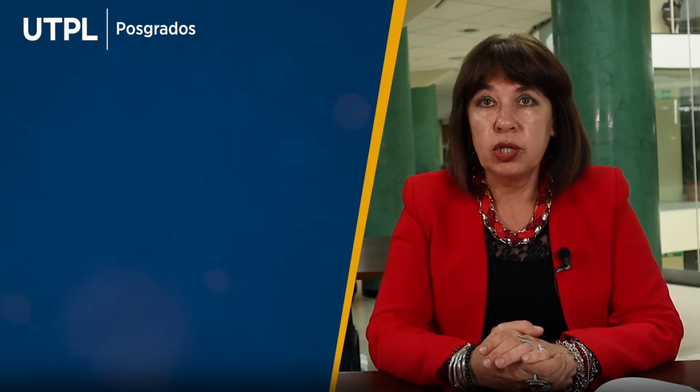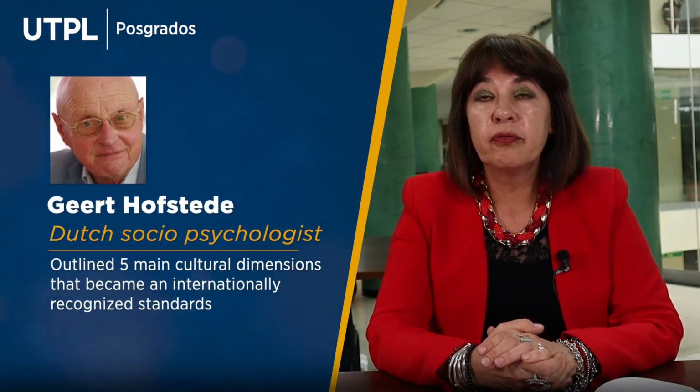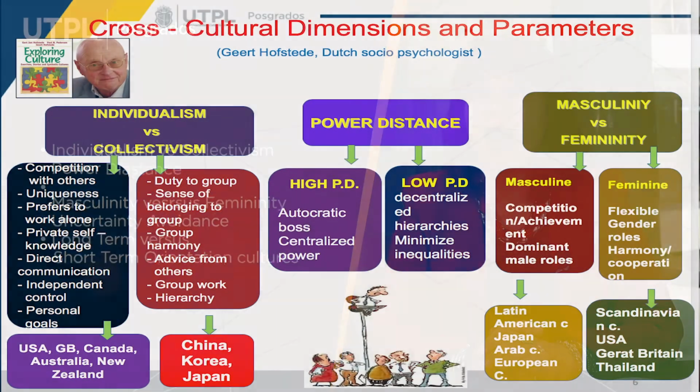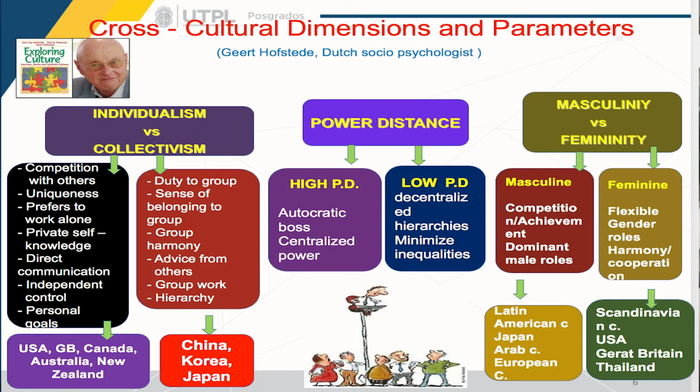Based on his research, Dutch social psychologist Geert Hofstede in the 70s outlined 5 main cultural dimensions that became internationally recognized standards for understanding cultural differences. These are individualism versus collectivism, power distance, masculinity versus femininity, uncertainty avoidance, and long-term versus short-term orientation cultures.